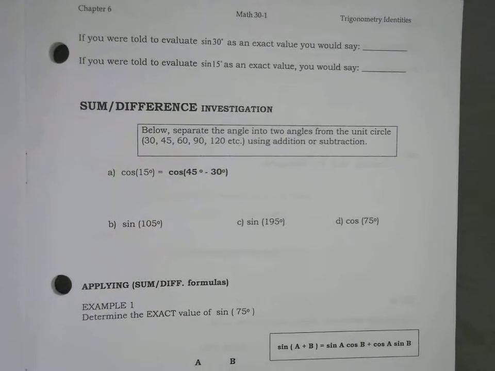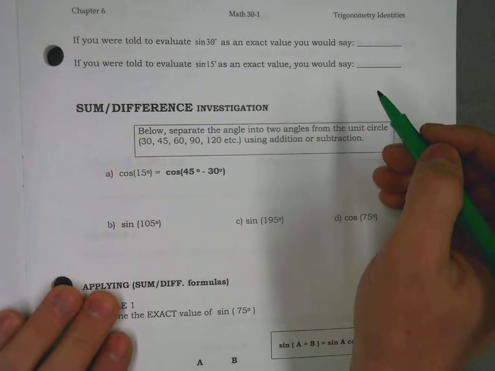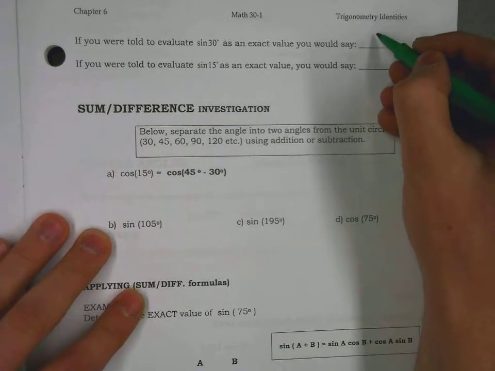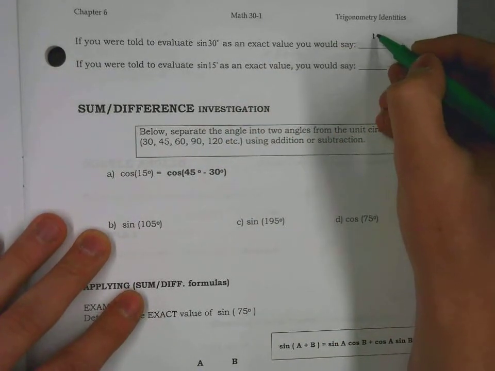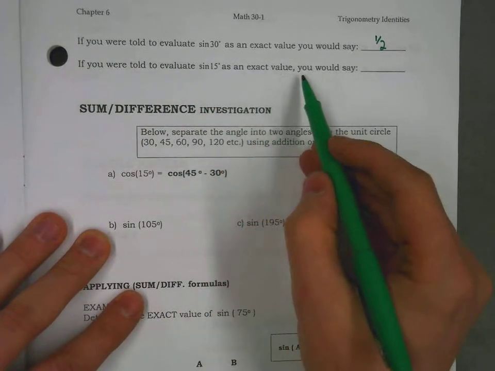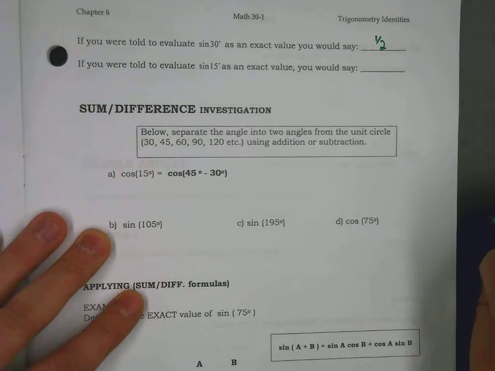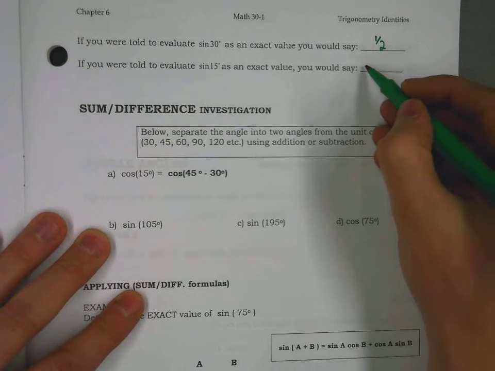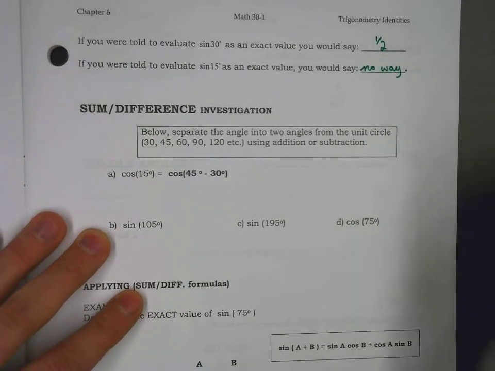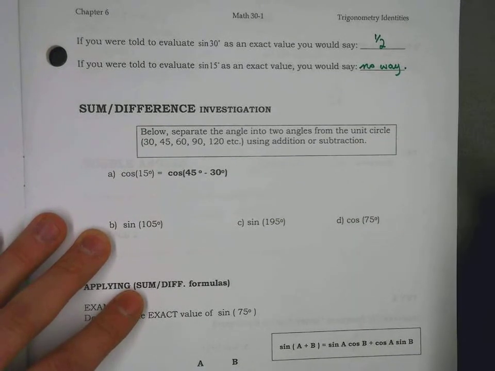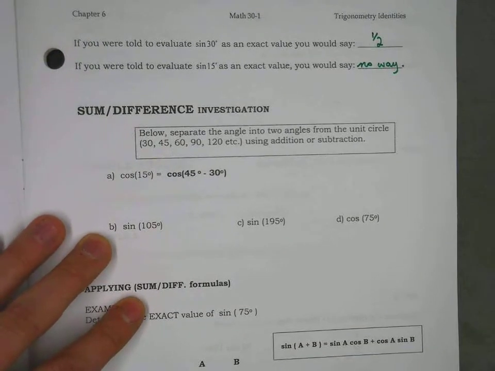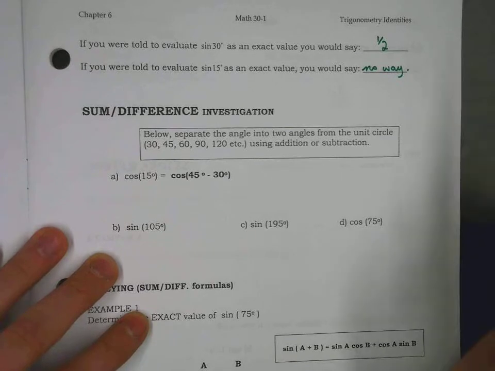If I were to ask you to evaluate sine of 30 as an exact value, you would say, well, of course, on the unit circle, the y value at 30 degrees is 1/2. If I were to tell you to evaluate sine of 15 degrees as an exact value, you would say, I can't do it. I have to use my calculator. There is no way. Now, as of today, I get to say we can do sine of 15 degrees. We can do sine of 75 degrees. We can do a few more angles that can be connected with angles we know.